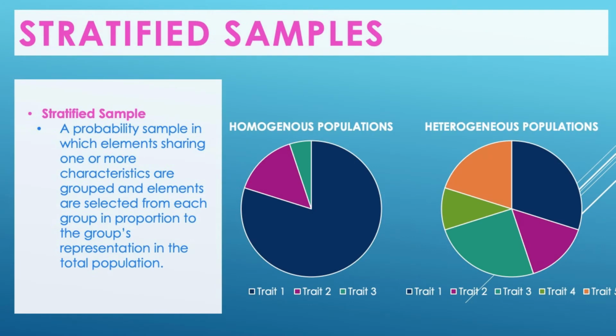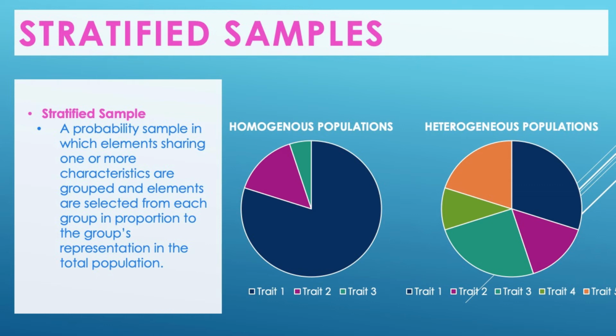Stratified samples are perhaps what's used most frequently in the social sciences. They are probability samples in which elements sharing one or more characteristics are grouped, and elements are selected from each group in proportion to the group's representation in the total population. And I apologize for that horrible definition. It's the one that's used in your textbook, but let's try and make this a little bit easier to understand.